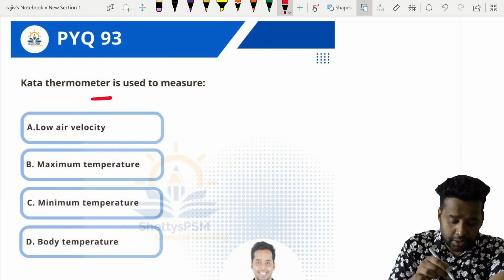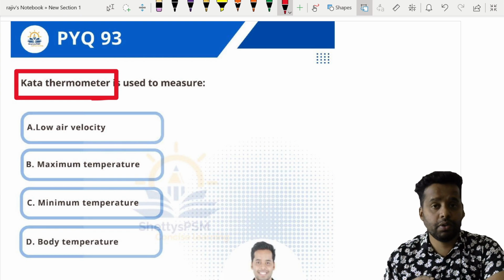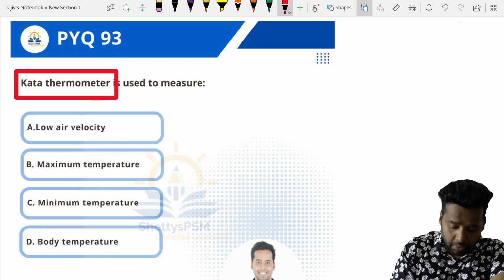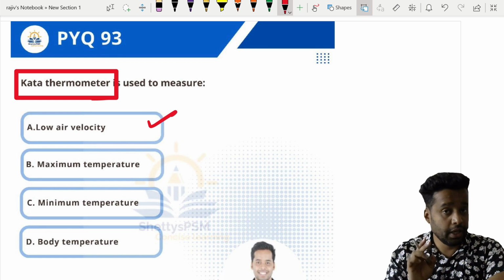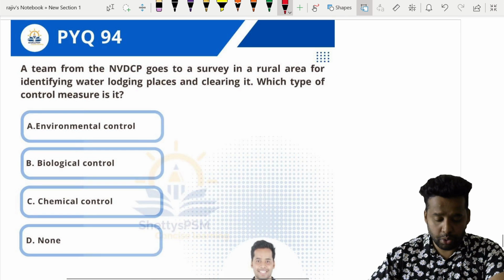Kata thermometer is used to measure. So listen to my words properly. Initially it was used for cooling power of the air. Now it is used to measure low air velocity. Initially for cooling power, now for low air velocity.